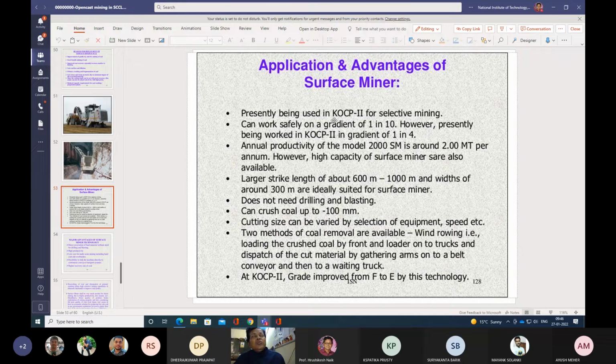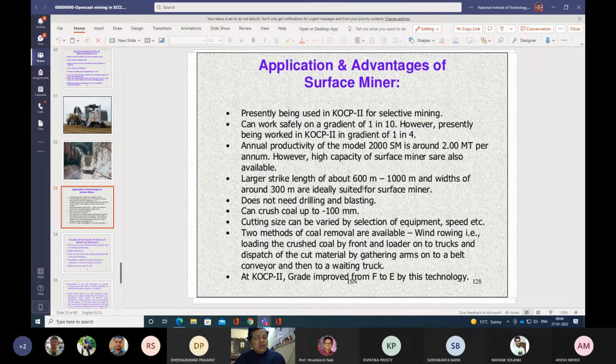Presently, it is being used in open cast mines for selective mining. It can work safely on a gradient of 1 in 10. However, presently it is being worked in open cast mines at a gradient of 1 in 4. Annual production of the model 2000 surface miner is around 2 million ton per annum. You can produce 2 million ton of material per annum. However, high capacity surface miners are also available, which can produce more material.